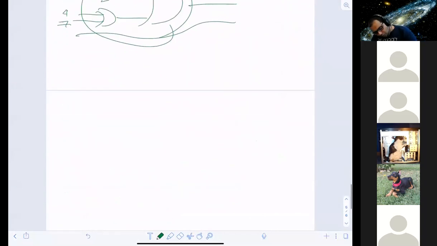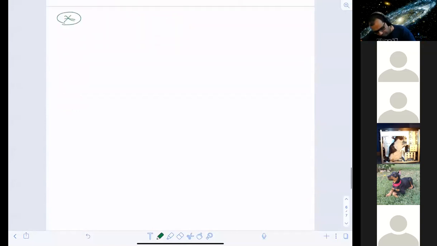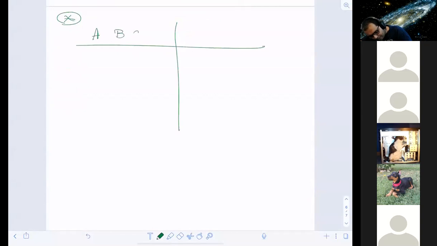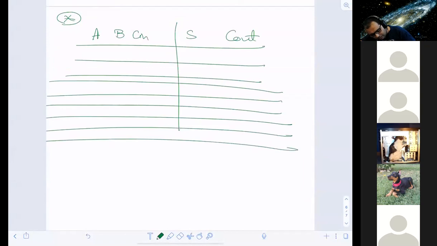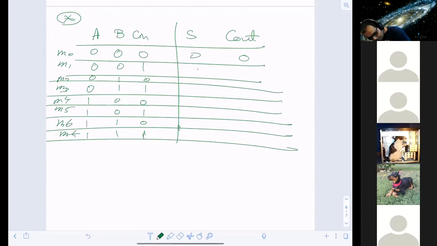Anyway, what if I would like to build this full adder using multiplexers? Very easy, right? Let's make the table again. We have A, B, Cin, sum, carry out, with rows 1 through 8, and minterms M0 through M7. The sum column is 0, 1, 1, 0, 1, 0, 0, 1 and the carry out column is 0, 0, 0, 1, 0, 1, 1, 1.